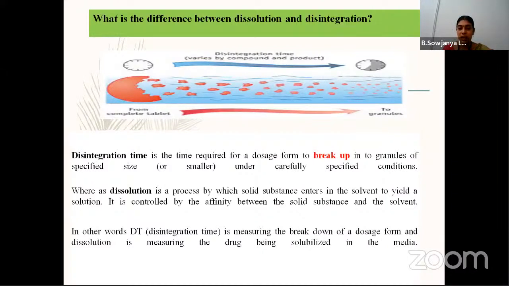So disintegration time measures the breakdown of the dosage form, and dissolution measures the drug being solubilized in a suitable medium. So both are different. Whatever the tablet splits into, those particles enter into the selected medium, which acts as the dissolution medium. So finally the drug release pattern is observed easily.